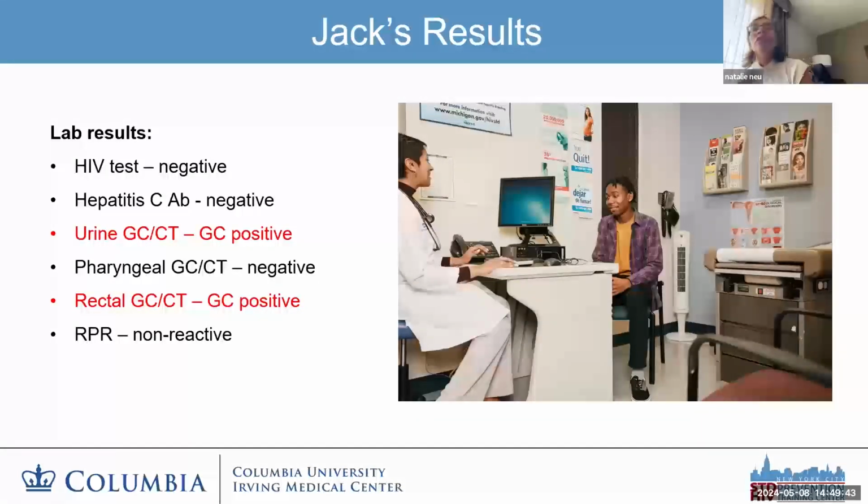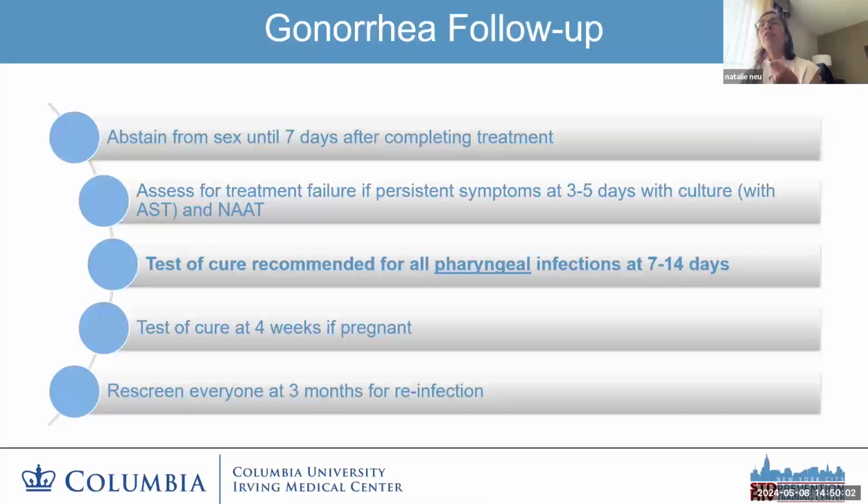So when we reviewed Jack's tests, we knew his urine test was positive for gonorrhea, but he also had rectal gonorrhea. So you're going to treat him, as you did, with the IM ceftriaxone at the higher dose, 500 milligrams. Next slide. But what are you going to do for follow-up?